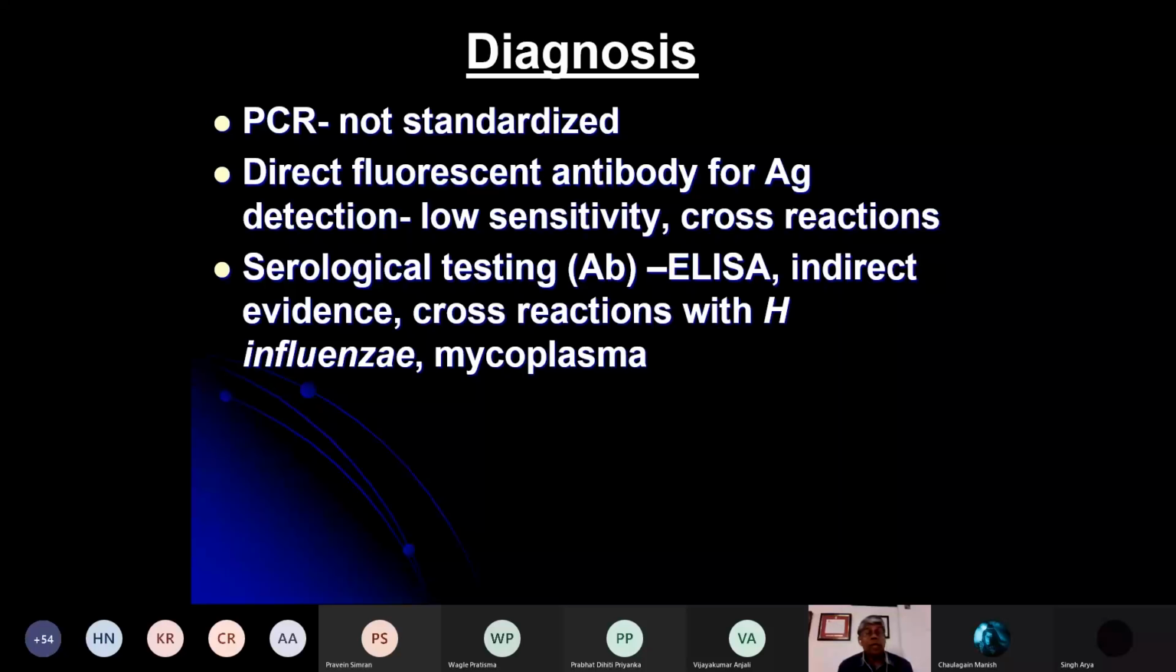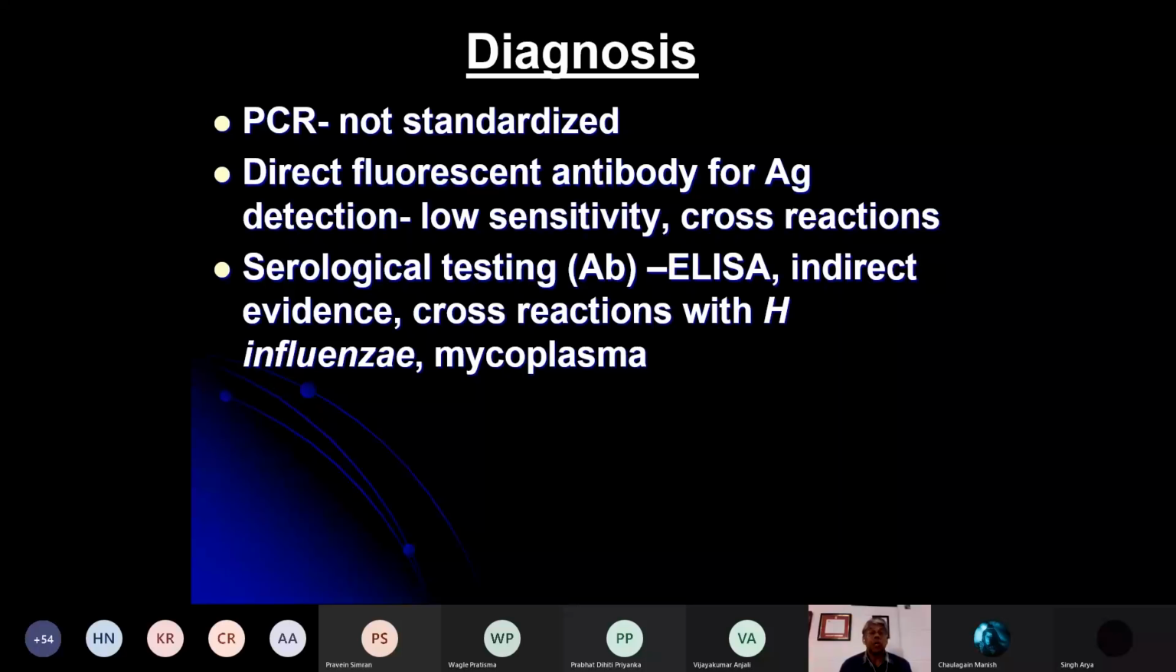Why? Is it so difficult? No. Why has it not been standardized? It is because most of the PCR standardization is done in developed countries, and pertussis is not a problem of developed countries. So why should they waste their efforts, energy, resources on this?